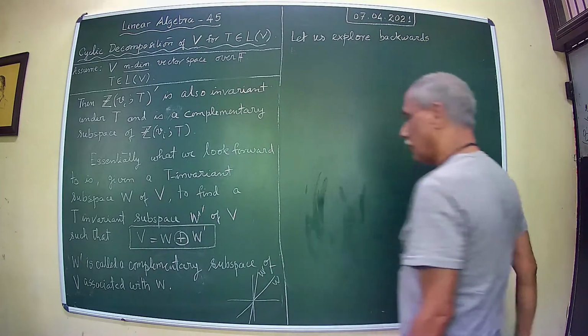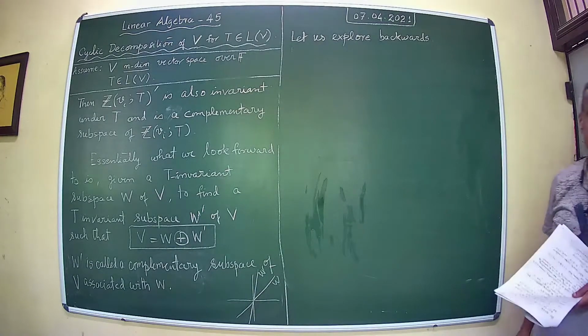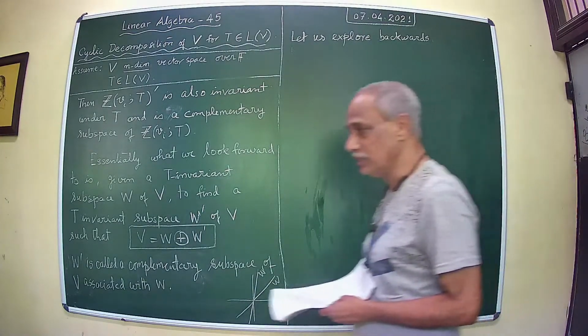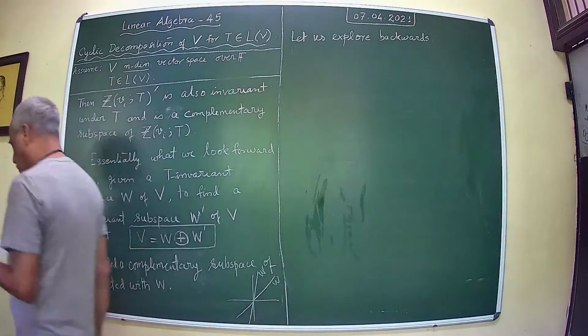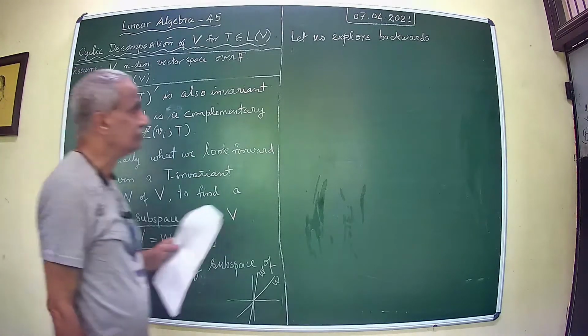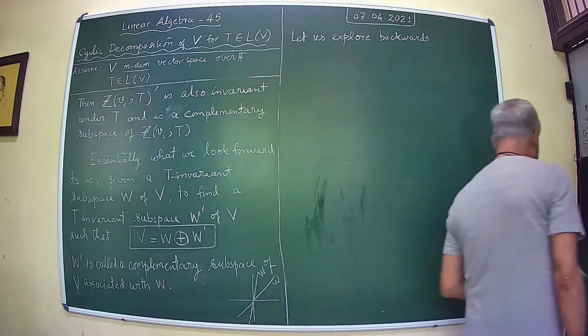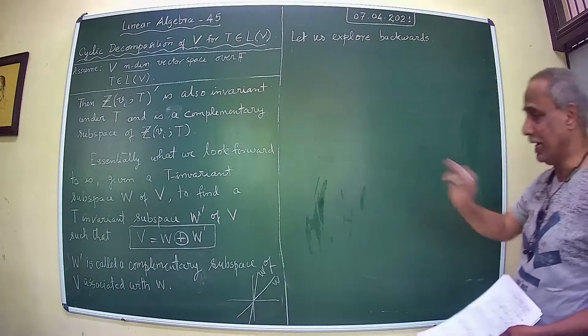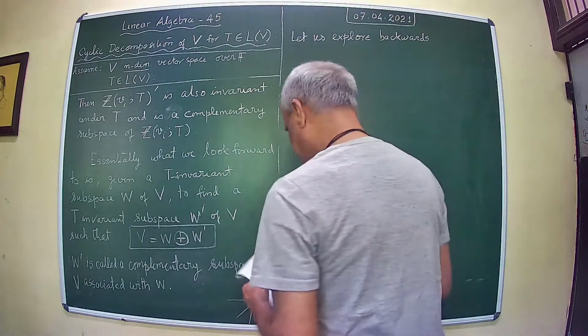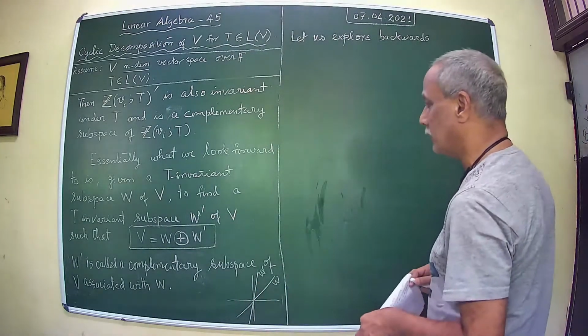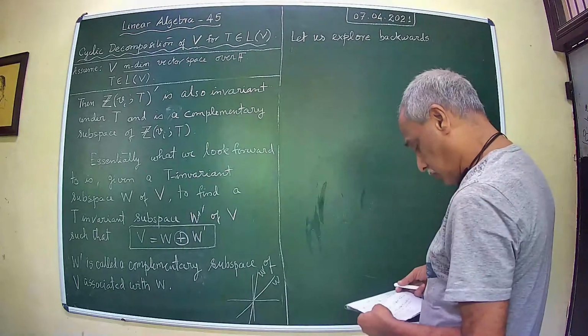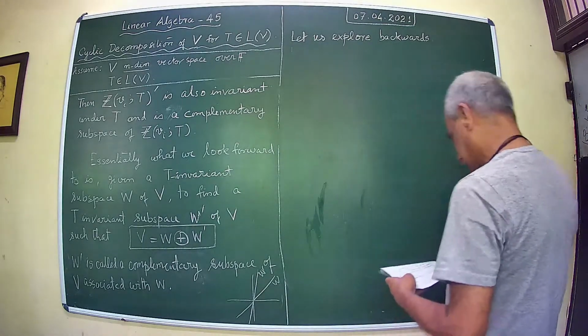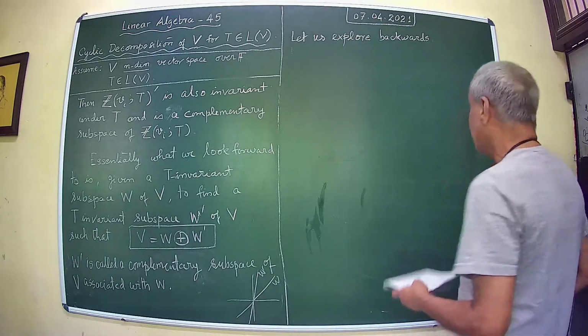Now this is a technique that we very often use in mathematics. What does it mean? We assume that this kind of thing happens, and then we explore what are the consequences. Okay.